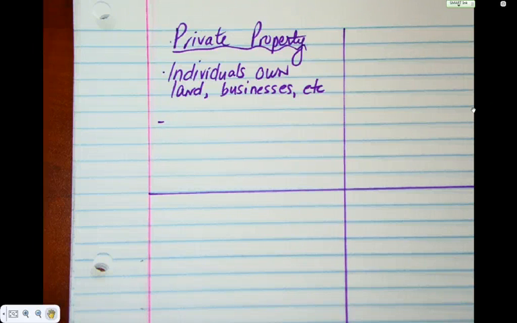What's the advantage to having a system where it's individuals who own land, businesses, etc., not the government? It's your rules. Have you done economics before, Derek? You're so good at this. So I want you to think about the textbooks that we give you every year. How do you treat them?